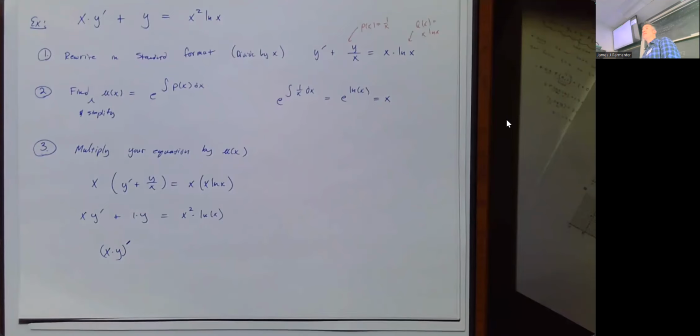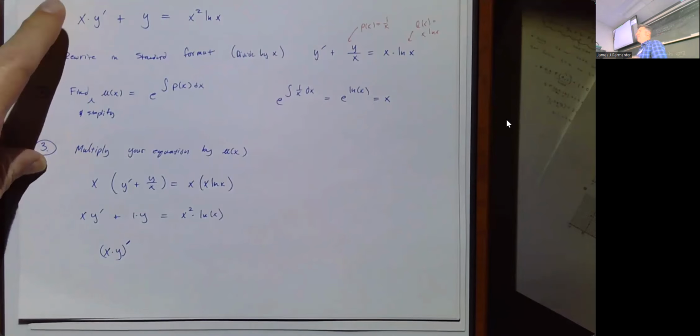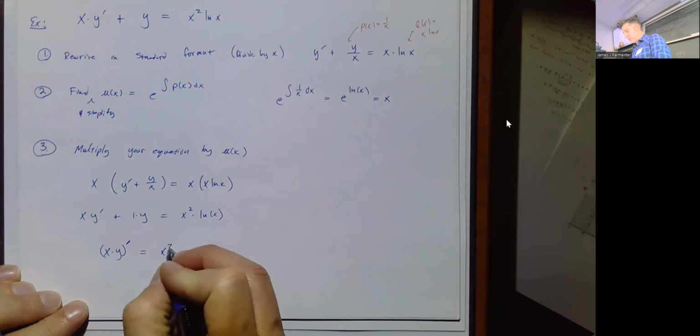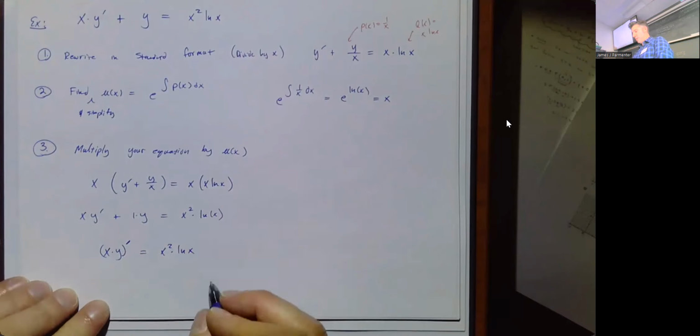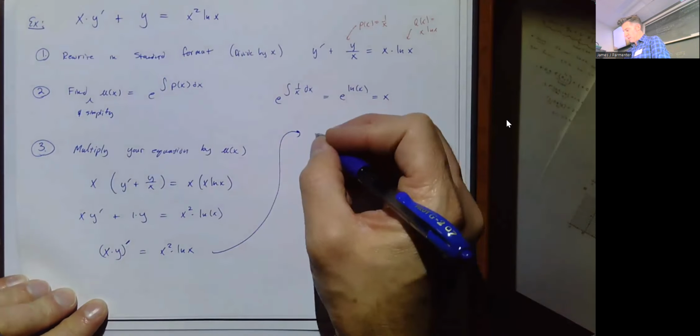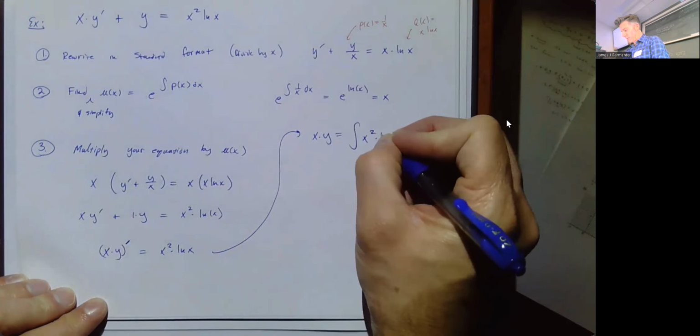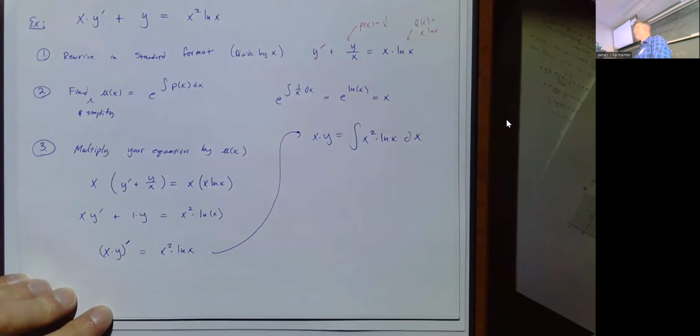Technically, we didn't need to do all this to get there, but it doesn't usually happen this way, right? It doesn't usually happen that you isolate y prime and then you end up multiplying, and the integrating factor ends up being exactly the thing you divided everything by. Occasionally it does, usually it doesn't. Feels kind of lame, but well. And then the right-hand side is still x squared times natural log of x. And then we integrate. We say that x times y is equal to the integral of x squared times natural log of x dx.